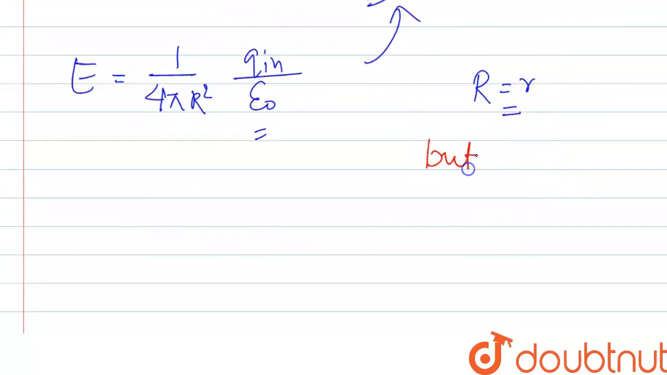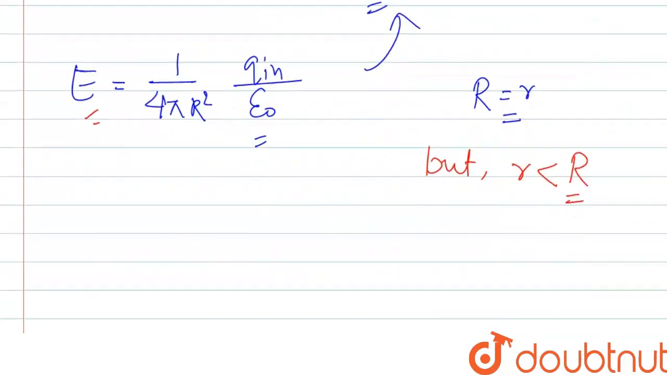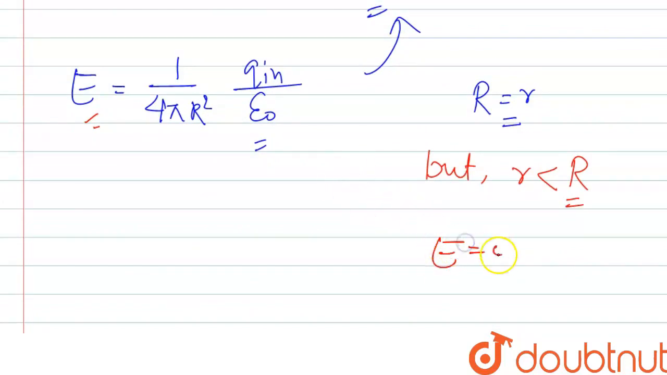But if we try to find the electric field inside the shell, that is, r less than capital R, what will happen? Let's say somewhere here is a point P dash. The charge is on the surface and there is no charge inside the spherical shell, so the electric field will be 0 if r is less than R.